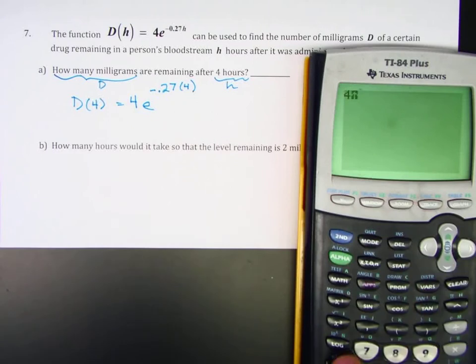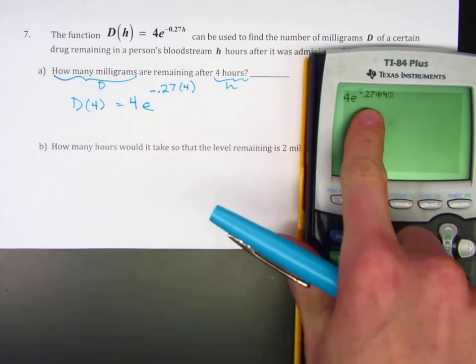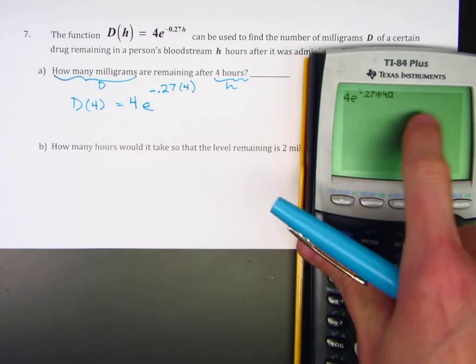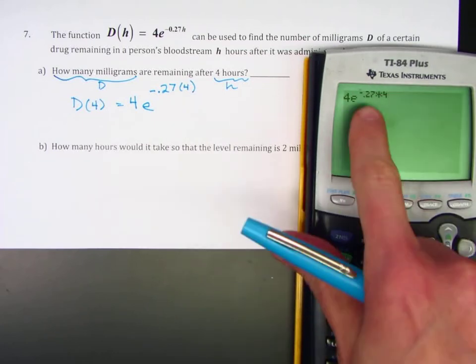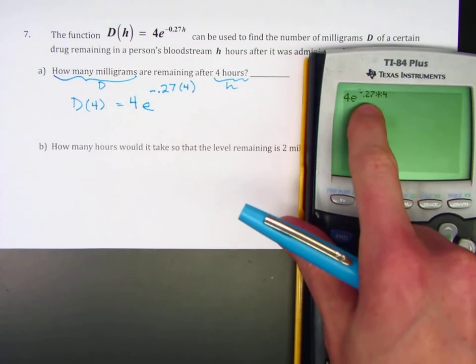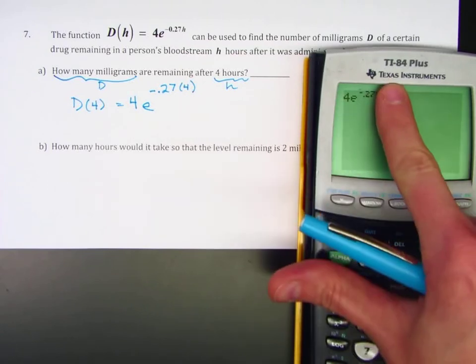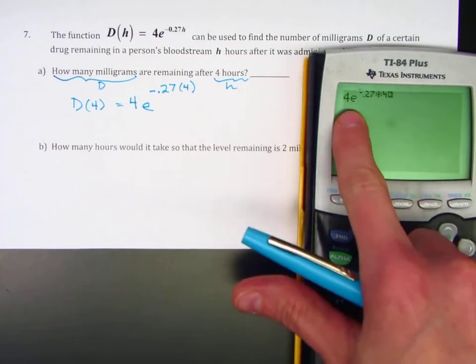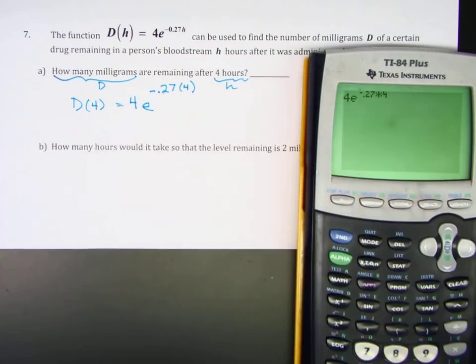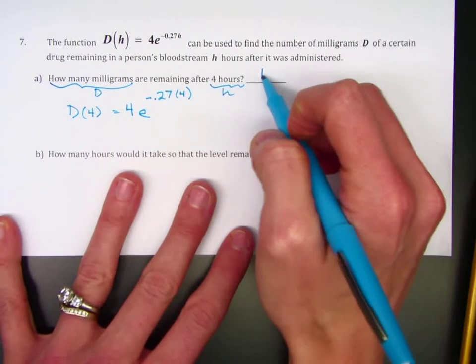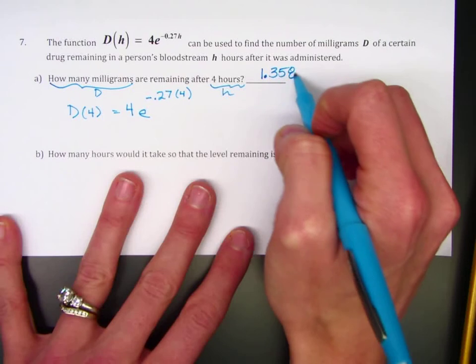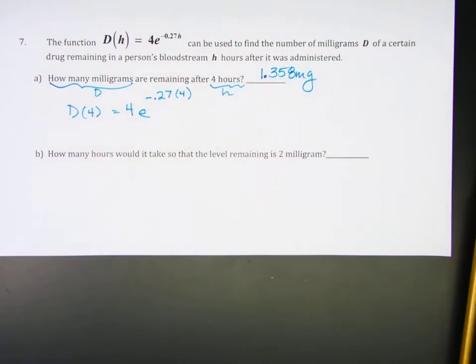4 second natural log, negative 0.27 times 4. Make sure if you have a calculator that has a caret, make sure to end the parentheses after the 4. Otherwise, it'll raise the e to the negative 0.27, and then it'll get the answer for just this part and multiply it by 4. So it'd be like almost just multiplied by 16. So be careful for that. Press enter, and then we get approximately 1.358 milligrams.